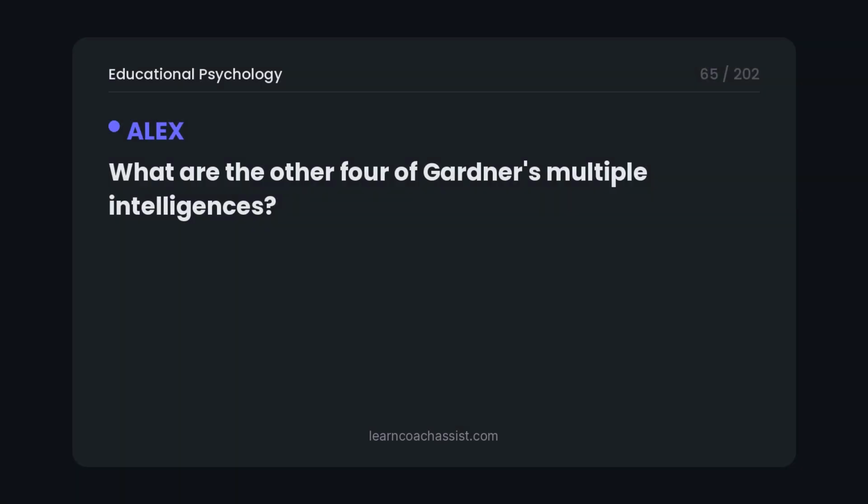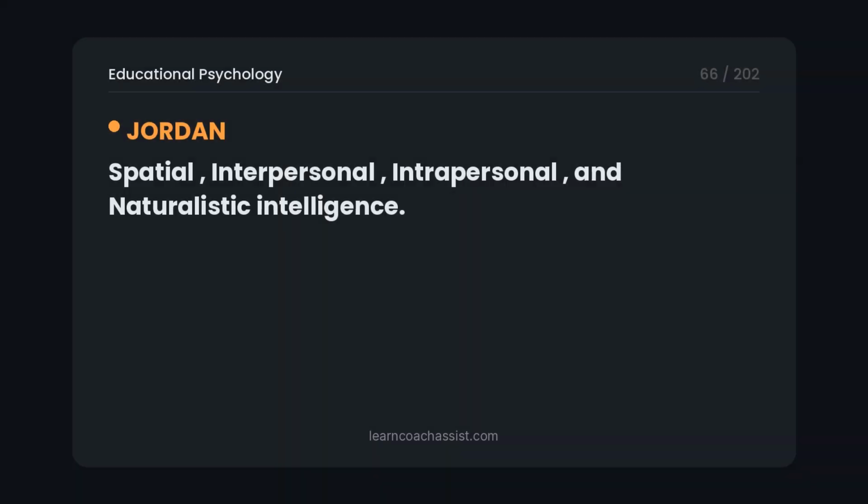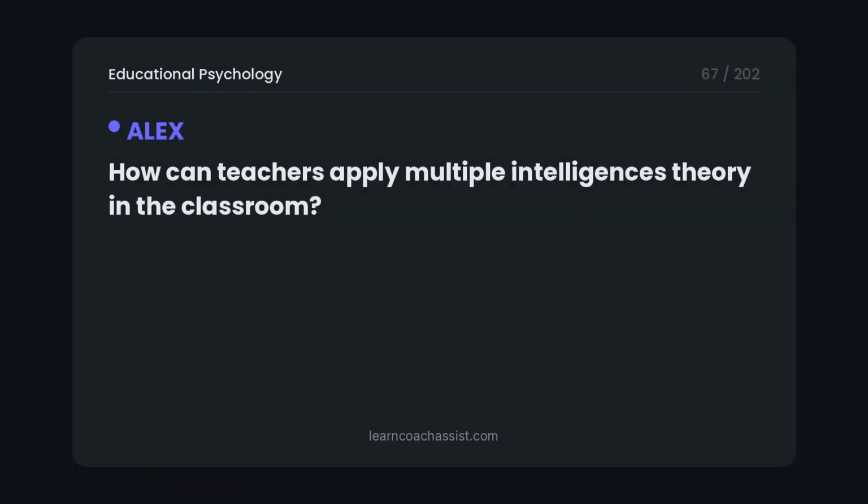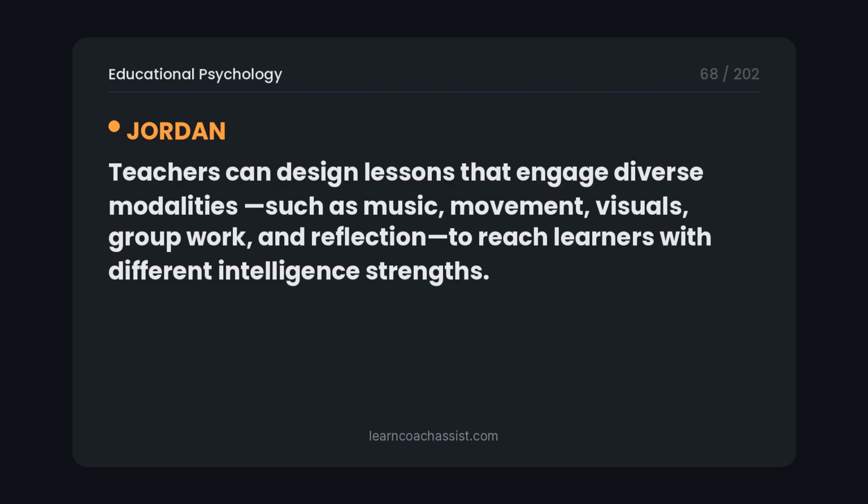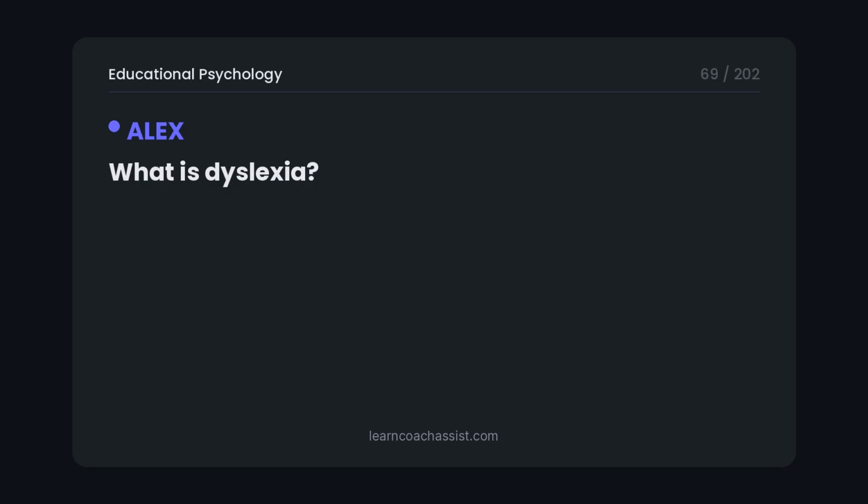What are the other 4 of Gardner's multiple intelligences? Spatial, interpersonal, intrapersonal, and naturalistic intelligence. How can teachers apply multiple intelligences theory in the classroom? Teachers can design lessons that engage diverse modalities such as music, movement, visuals, group work, and reflection to reach learners with different intelligence strengths. What is dyslexia?